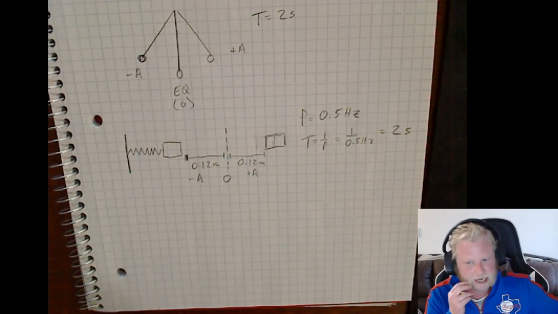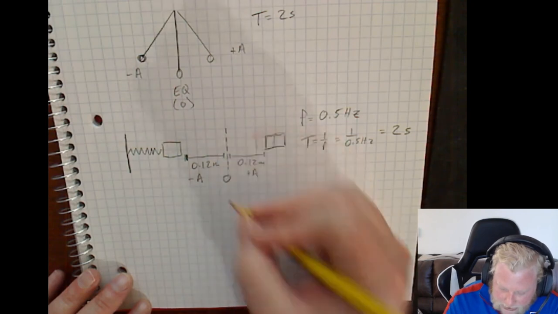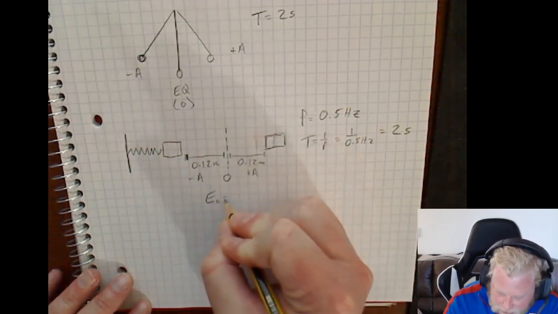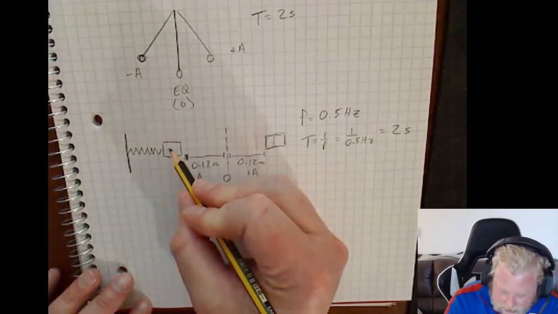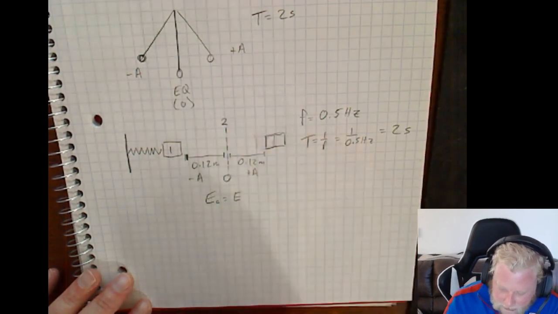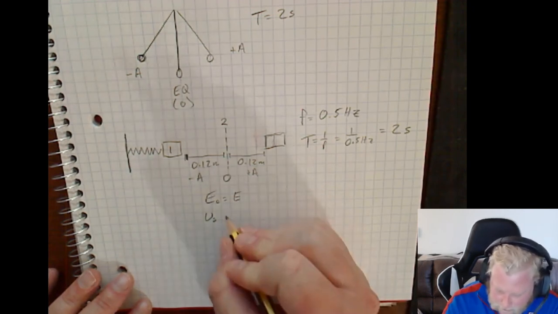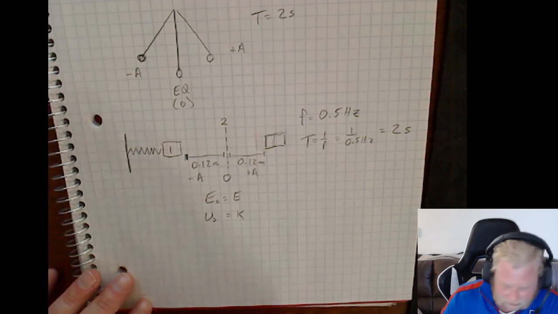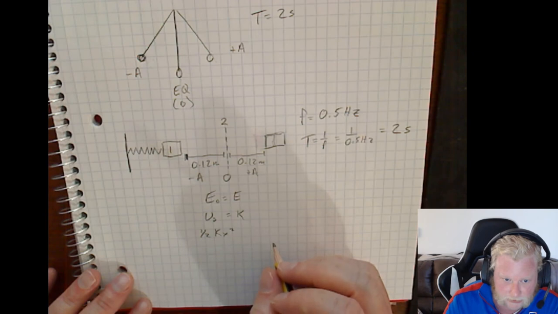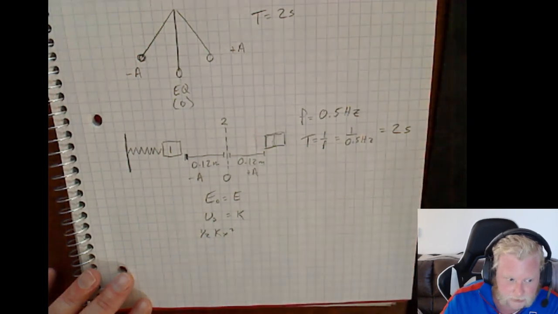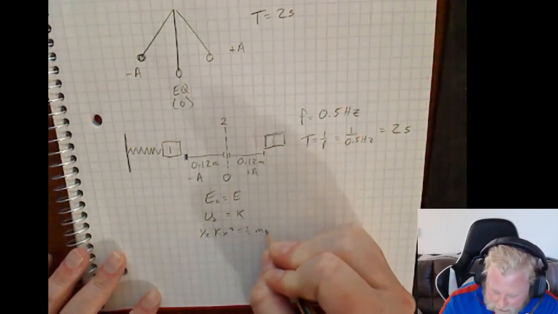So if we want to find the velocity at this point, well, we can use conservation of energy, right? Where your initial total mechanical energy equals your final. Well, initially here, we'll call this position 1, and we'll call this position 2. At position 1, you have pure spring potential energy. At position 2, you've got kinetic. So 1/2 kx squared equals 1/2 mv squared.